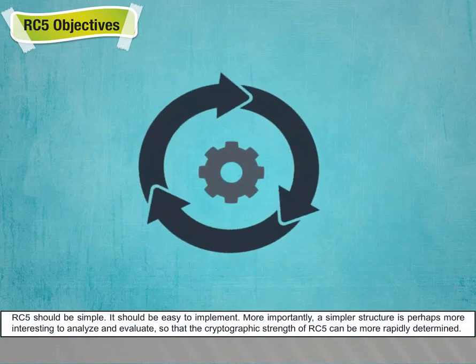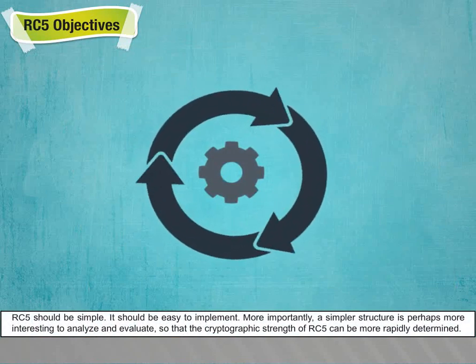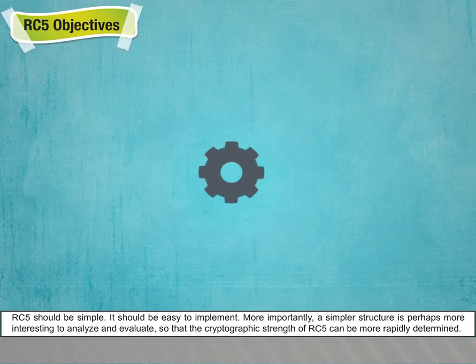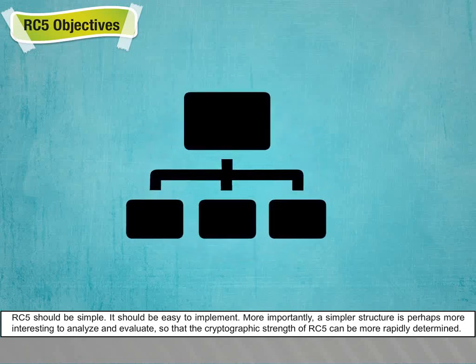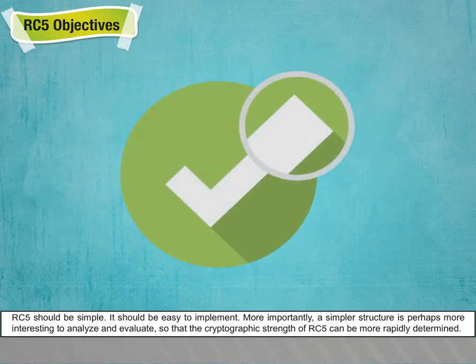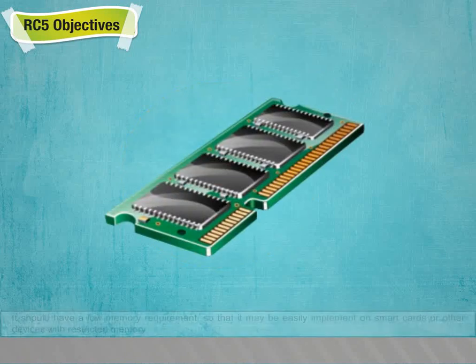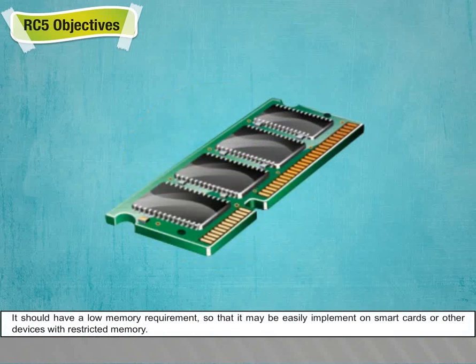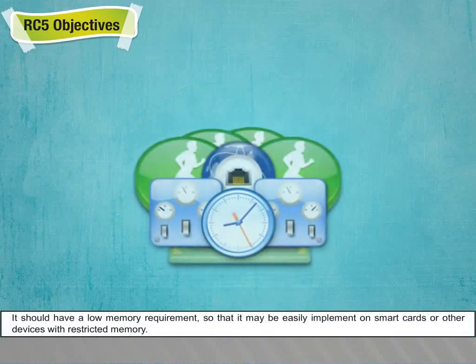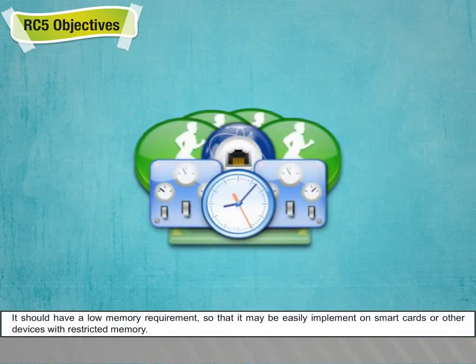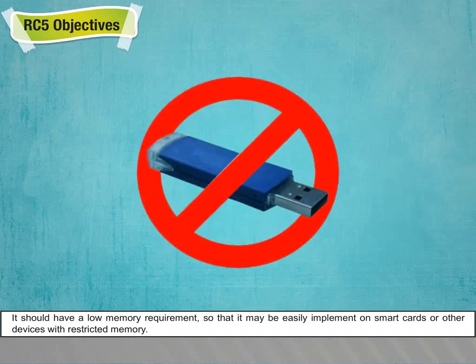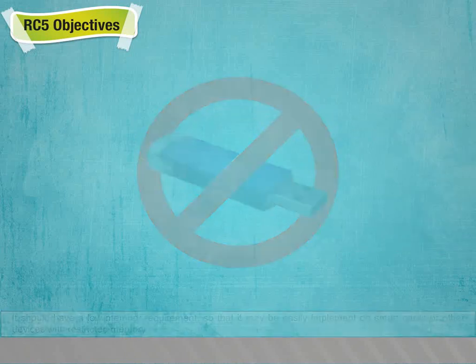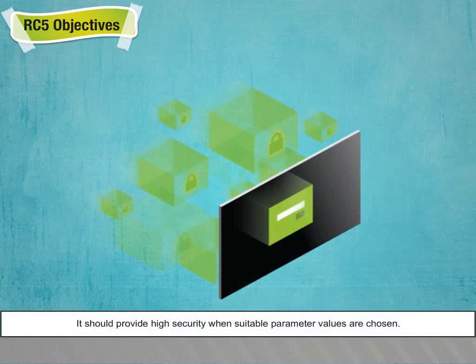RC5 should be simple. It should be easy to implement. More importantly, a simpler structure is perhaps more interesting to analyze and evaluate, so that the cryptographic strength of RC5 can be more rapidly determined. It should have a low memory requirement so that it may be easily implemented on smart cards or other devices with restricted memory. It should provide high security when suitable parameter values are chosen.